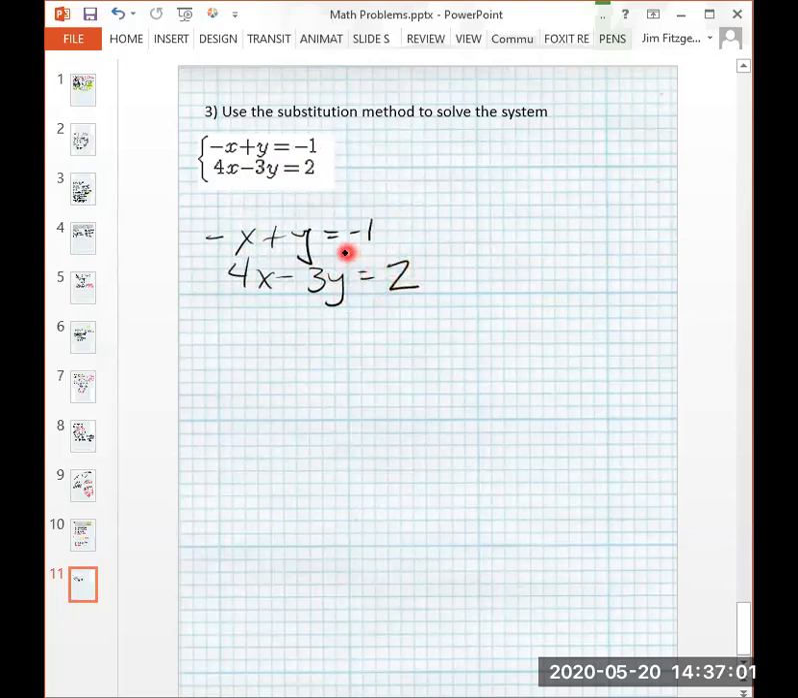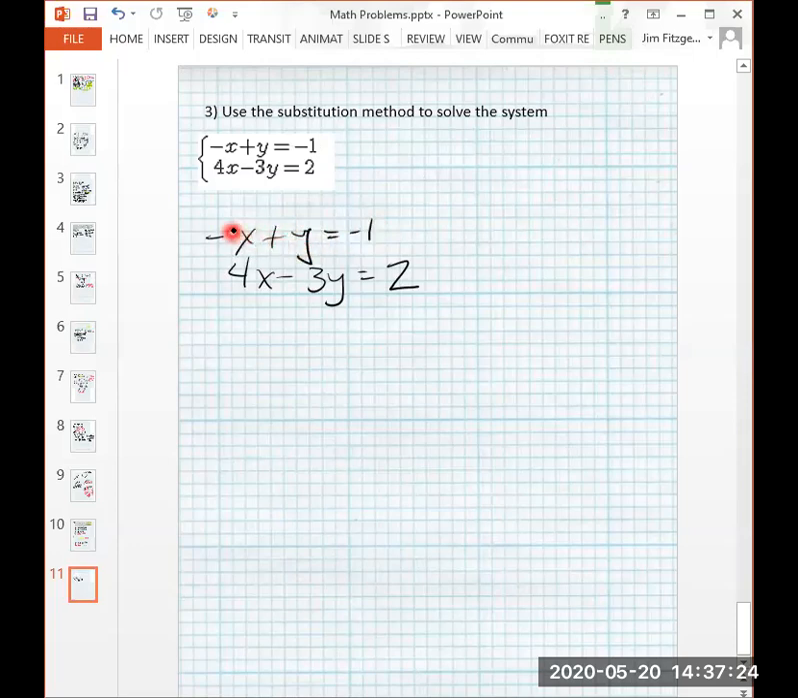If I want to get one of those variables all by itself, it doesn't matter which one I choose, and it doesn't matter which equation I use. I just want to do whatever's easiest. If I look at these equations, I can see that if I just add x to both sides on this top equation, I'll get y all by itself. That seems like a pretty easy thing to do, so that's the way I'm going to do it.